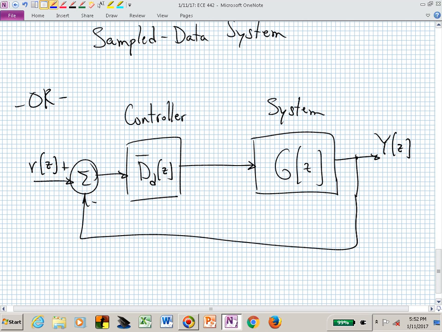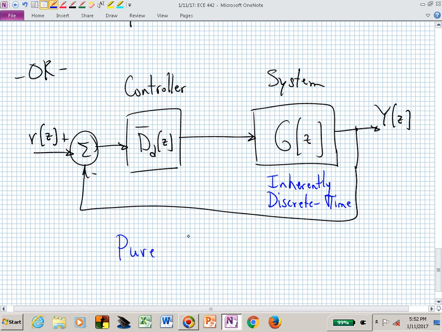Where this G of z is inherently a discrete time system, which gives us this pure digital system. Either way, we are going to be trying to find these controllers D sub d of z, or I may just say D of z.